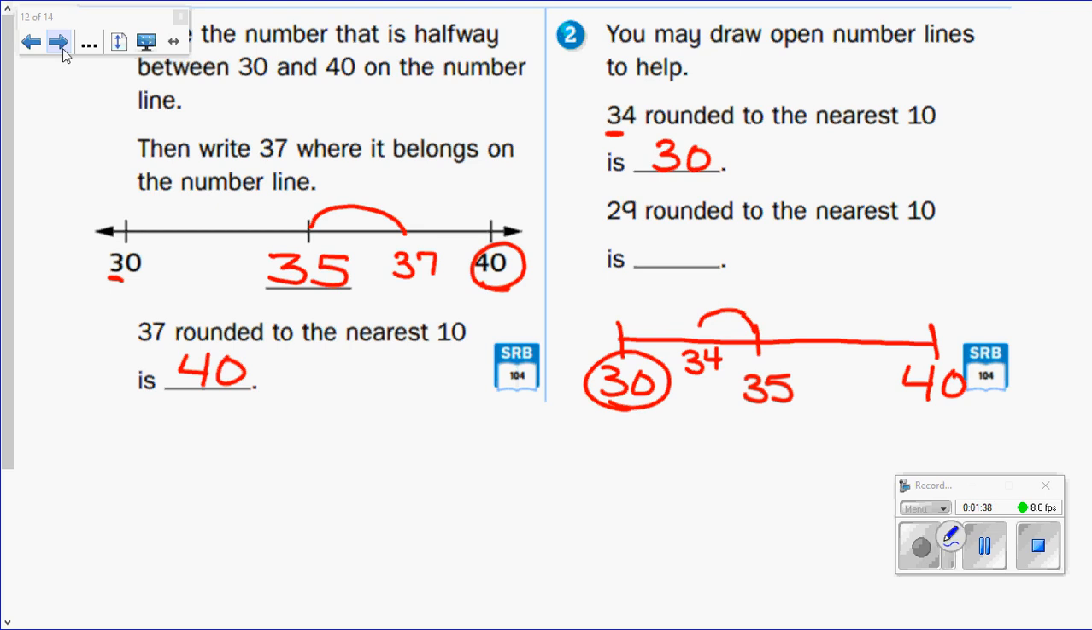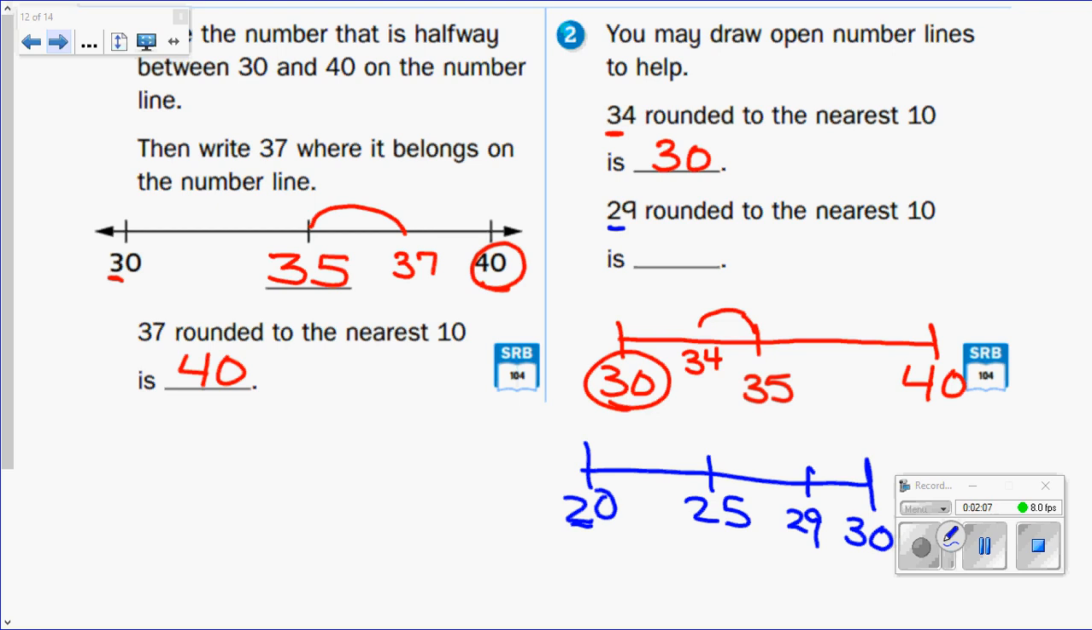Okay, and the next one is 29. So if I was using an open number line, 29, we're going to use our first 10, which is 20. The next 10 is 30. We determine our middle point. The middle point is always going to have a 5 in the ones. And we begin with the first 10, so it'd be 25. So 29 is going to be on the right side of the 25 right here. So 29 would round to 30. Okay.